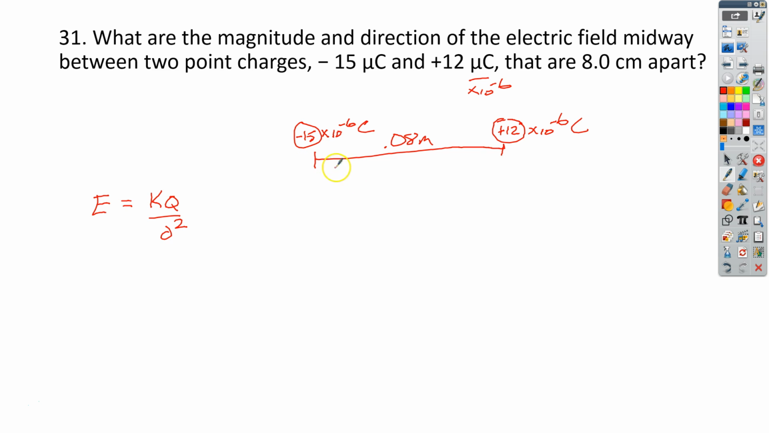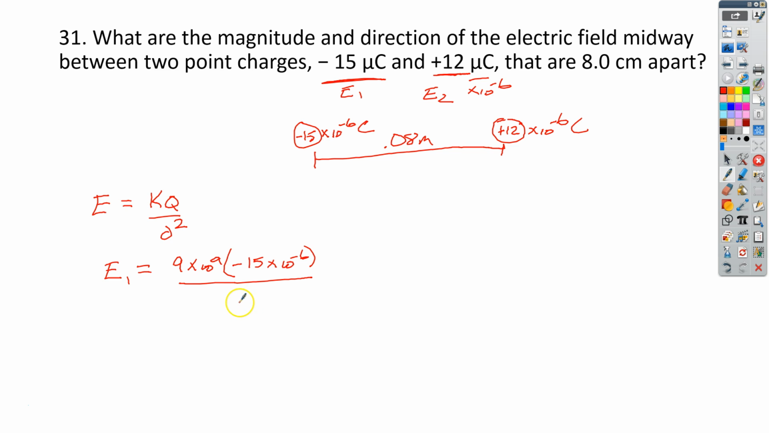We need to look at this for both of the charges. And so we're going to say for charge 1, so let's call the negative 15 microcoulomb E1, and then we'll call the positive 12 E2. So we're going to do this twice, and then we're going to add the two together. So E here is equal to 9 times 10 to the 9th times the charge, which is negative 15 times 10 to the negative 6th. And then we're going to divide it by the distance between the two squared.